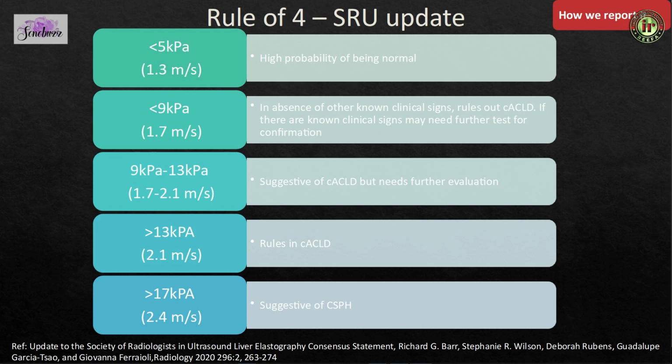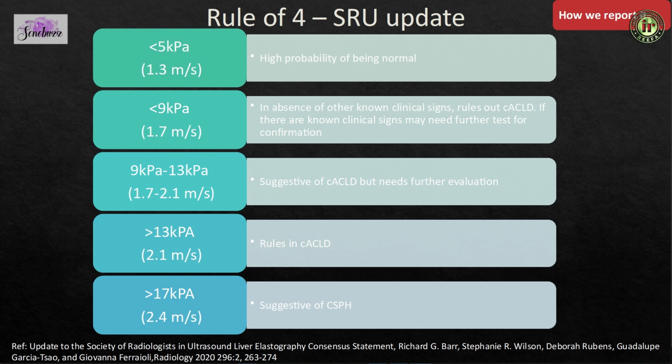So now that we have taken our values, how do we interpret it? So all this while, what we used to do is try to correlate our findings and put it in a Metavir score. We try to get the histopathological variation. We've been trying to say whether this is a F0, F1, F2, F3, whatever. The problem with this is there's a lot of overlap with values. So the new SRU update which has come up recently talks about the rule of 4, and this is valid for your viral etiology, so hepatitis B, C, and your non-alcoholic fatty liver disease.